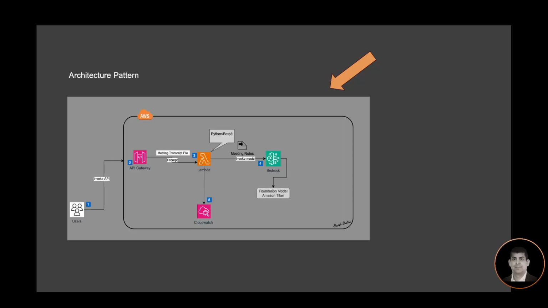Let's look at the architecture design. We have a user invoking the REST API via API Gateway. The API passes the meeting transcript file to a Lambda function. The Lambda function is written in Python Boto3 and invokes the Bedrock API. The Bedrock API consumes the underlying foundation model, Amazon Titan, processes the meeting transcripts, and provides the response back as a summary of meeting notes. CloudWatch will log the log messages as coded in the Lambda function.